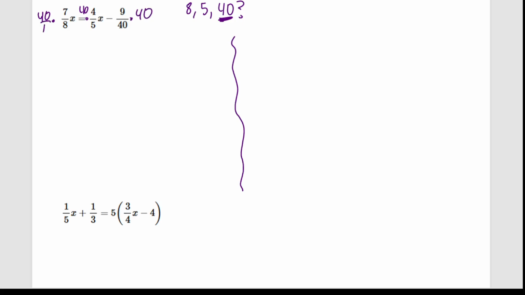So if I do 7/8 times 40, what I would do in particular is actually do the 40 divided by 8 first, and that would get us 5, and then 5 times 7 would give us 35, equals, and I would do a similar method here. I do the 40 divided by 5 first, that would get us 8, times 4 would get us 32. Minus, and then 40 divided by 40, that's going to get us 1, and then we'd have the minus 9 there. And then we're ready to rock and roll with no more fractions left.